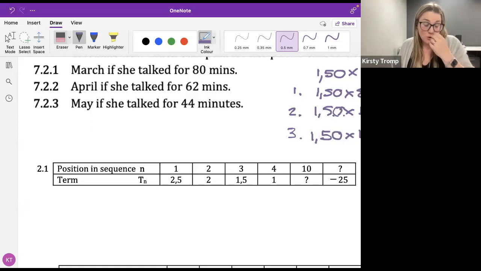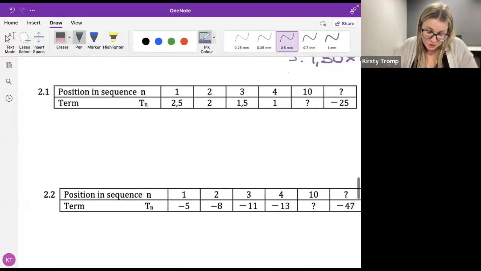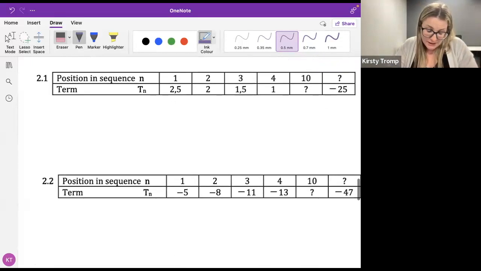All right, so 2.1, go and have a look at that. Go and have a look at 2.1 for me. I want you guys to try it first. I'm going to bring up 2.1 and 2.2 for me. I'm going to answer Ompa's question while you guys are doing 2.1 and 2.2.